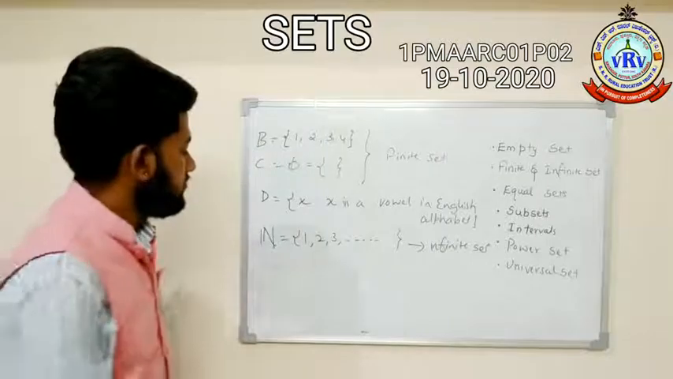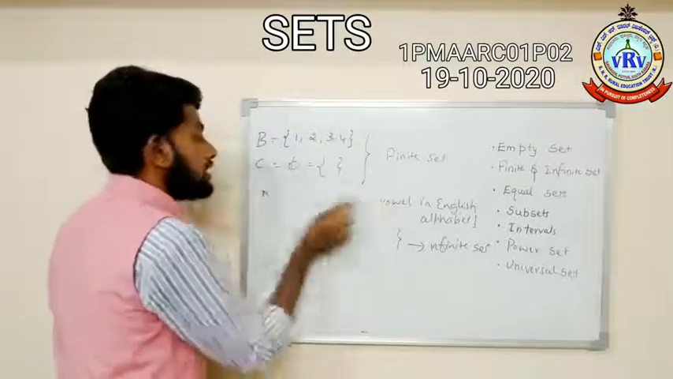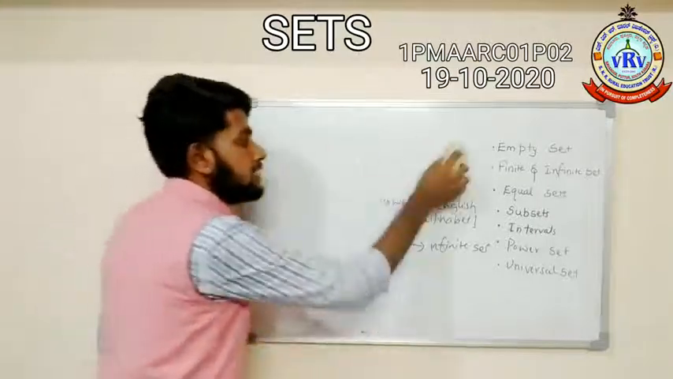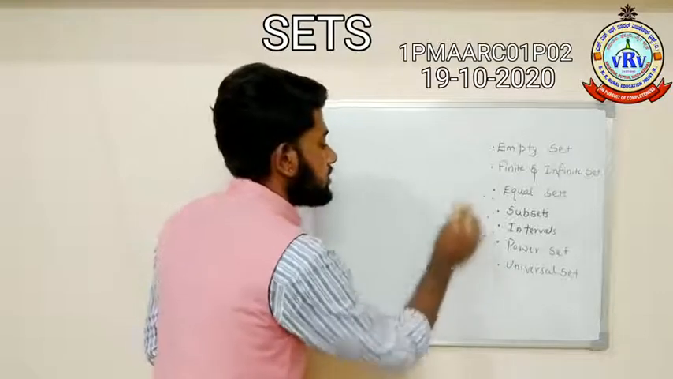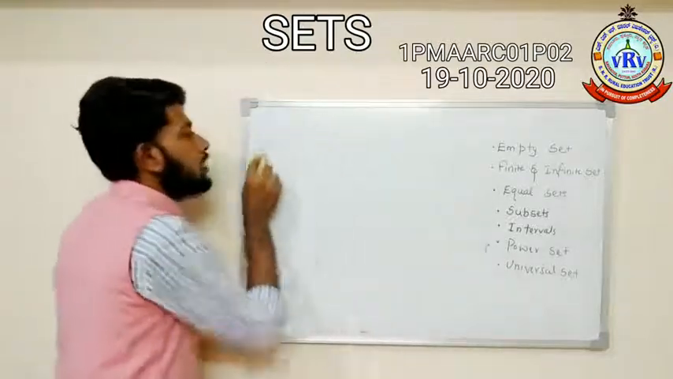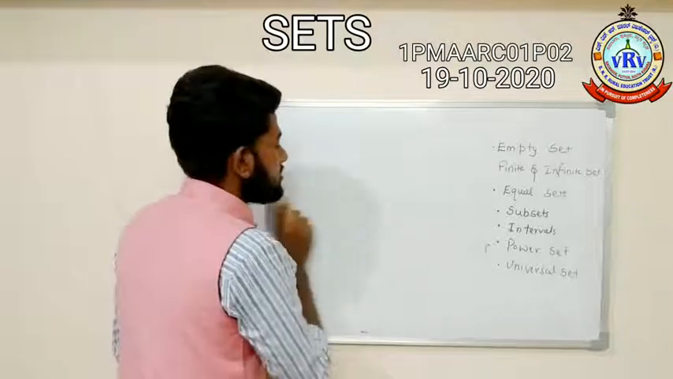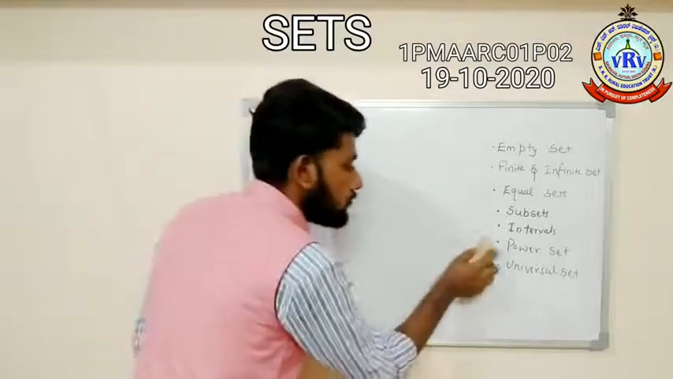Okay? The real number set is an infinite set. The rational number set also is an infinite set. If you count the stars in the sky, that is also an infinite set.